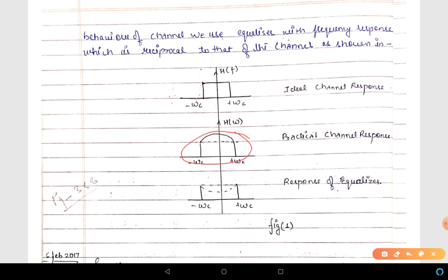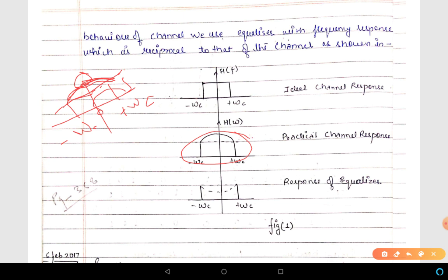Now if my response is like this, from minus omega c to plus omega c, then what is the problem? The problem is that my signal will get distorted because my channel response is not a straight line. That is, at f equal to 0, the gain is maximum, and as we move from 0 to omega c, the gain of the signal will reduce. So it will change the property of the signal.